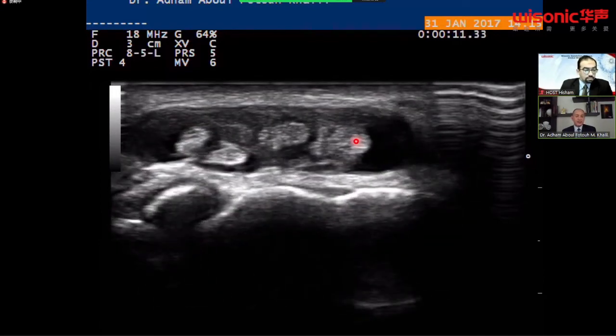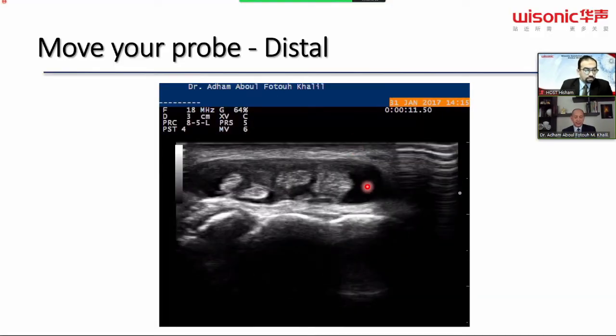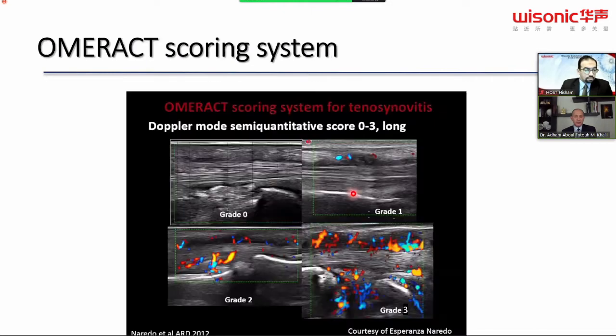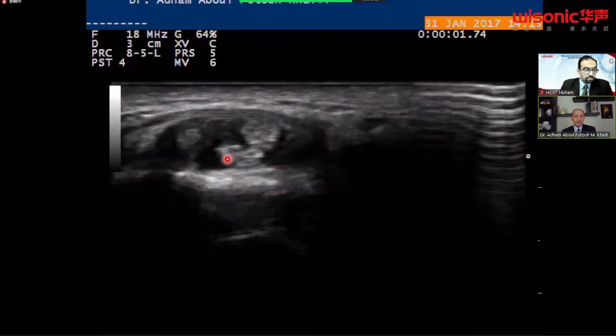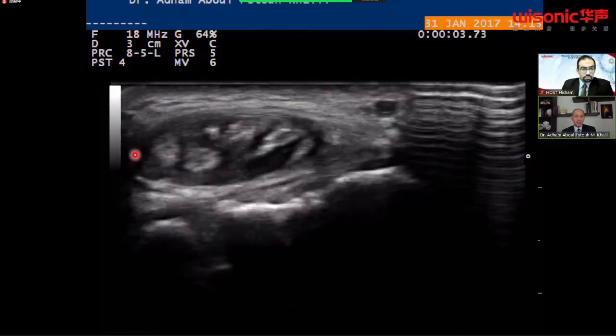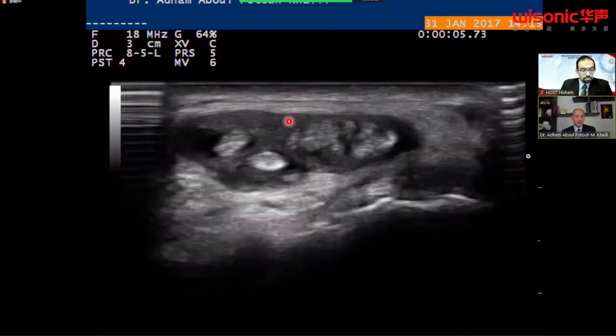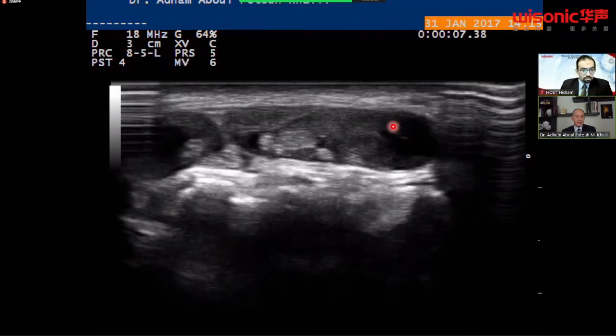So the video started with, again, a normal view. I will show it again. Normal view with the tendons. And then here, when we go distal, you can detect an abnormal view with tenosynovitis. This is the fourth compartment.